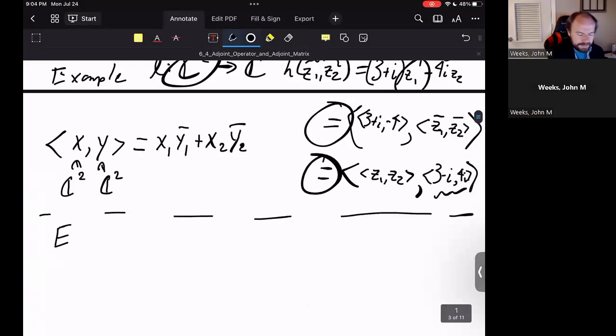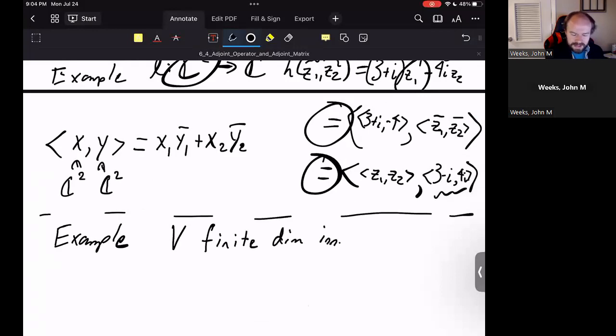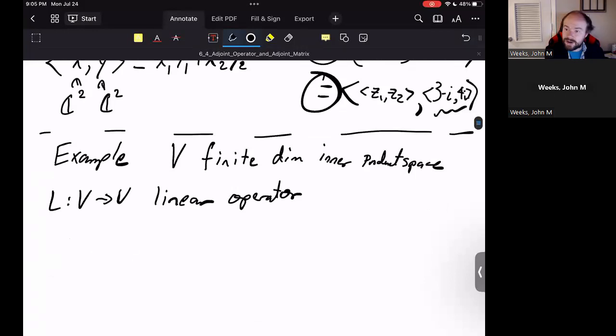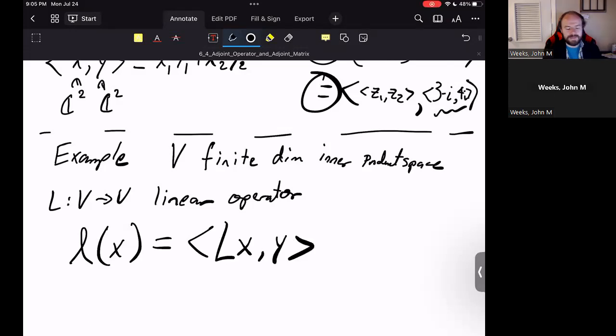Let's take this example. Let's let V be a finite dimensional inner product space. And let's take L going from V to V to be a linear operator. Then the following linear functional that takes in an element x from our vector space and pops out the inner product of Lx with y, I claim that this is a linear functional.